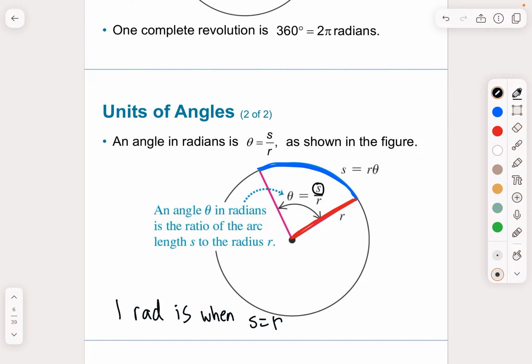Right? Because 1 equals S divided by R, 1 radian is S over R. So that means S must be equal to R. So when something has an angle sweep of 1 radian, what that is saying is that the arc length and the radius are equal, okay?